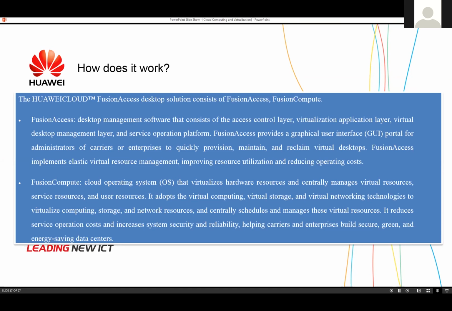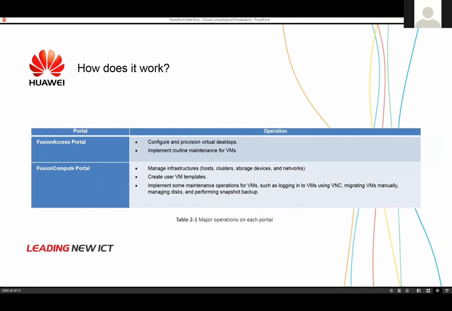These are the main components of Fusion Access. So it's Fusion Access and Fusion Compute. And now we have the portal. We have the Fusion Access portal, which helps me configure and provision virtual desktops, and it also implements the routine maintenance of virtual machines. And we have the Fusion Compute portal, which manages the infrastructure, the hosts, the clusters, storage devices, and the network. In this portal, we can also create the user VM templates. It implements some maintenance operations for VMs, such as logging into VMs using VNC, migrating VMs manually, managing disks, and preparing snapshot backup.